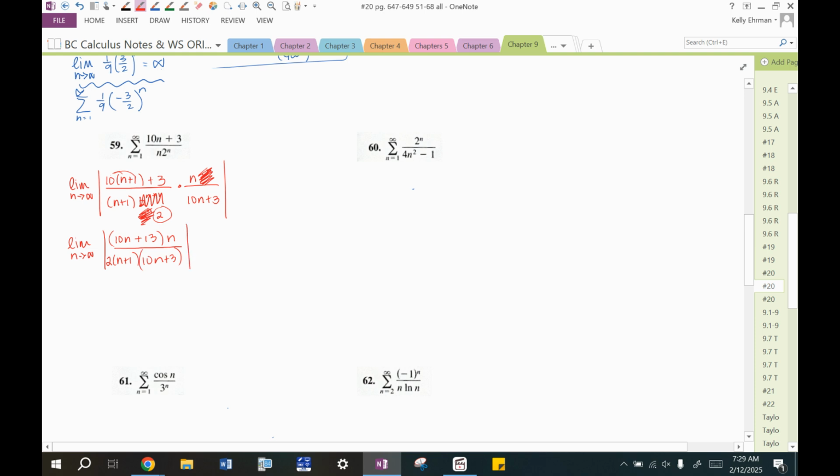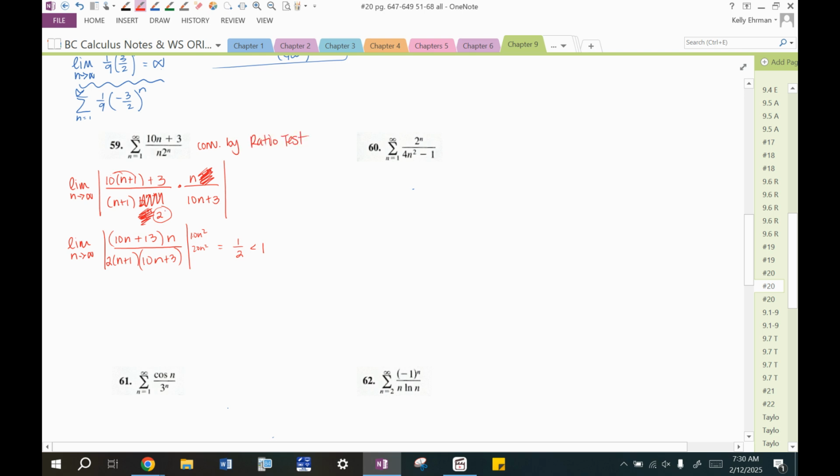Show proper parentheses and all of that. Do not bother distributing anything together. You're just trying to think, if I did distribute, what would the highest power be here? I'd have 10 n squared, and down here I would have 20 n squared. So what is this limit? The horizontal asymptote would be 10 over 20, or 1/2. And 1/2 is less than 1. So this is acting like a convergent geometric. So this converges by ratio test.